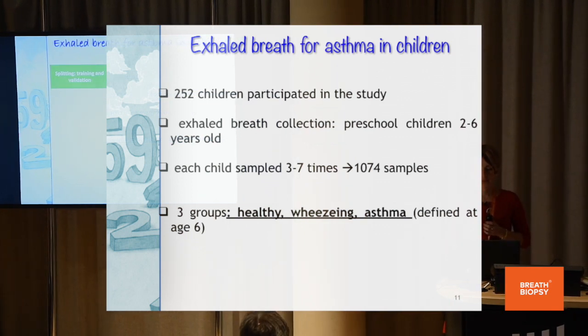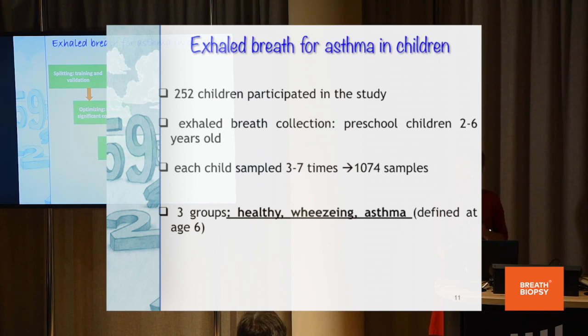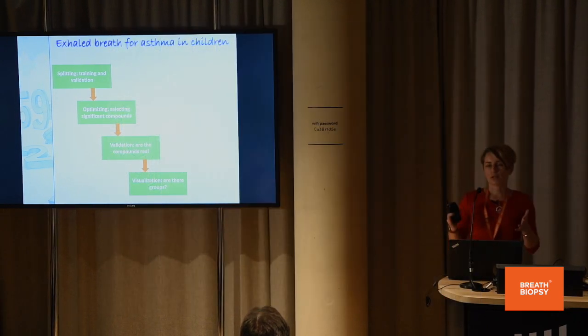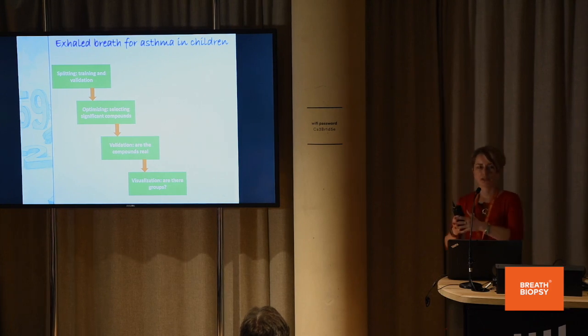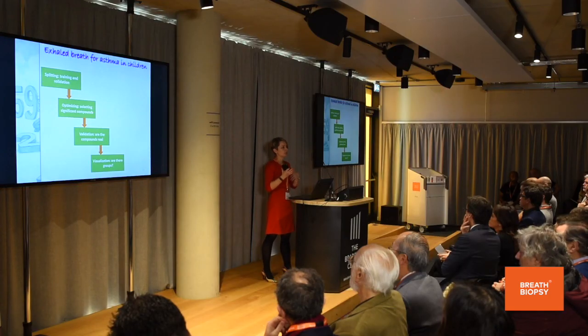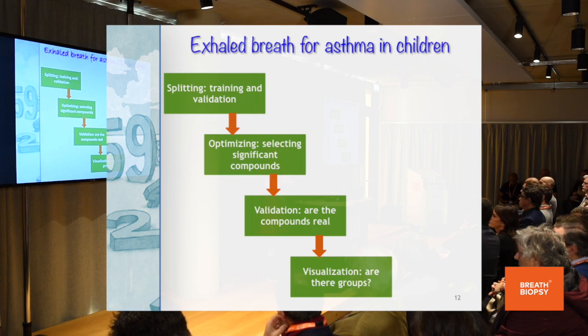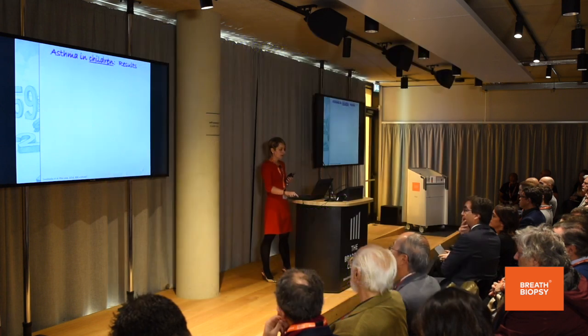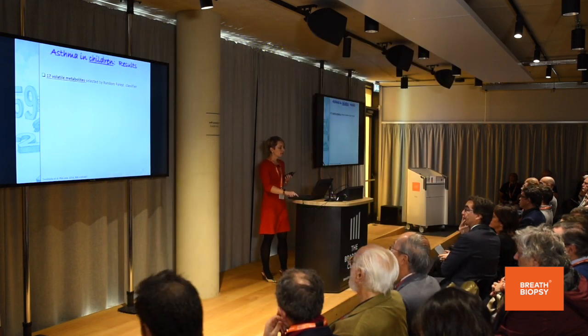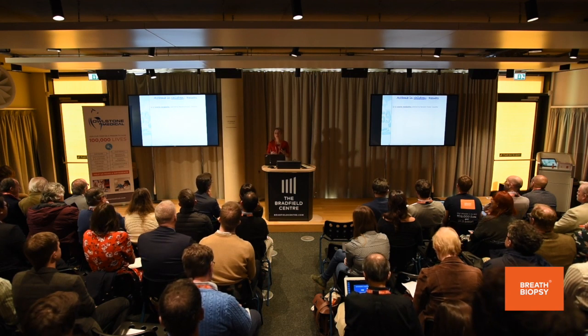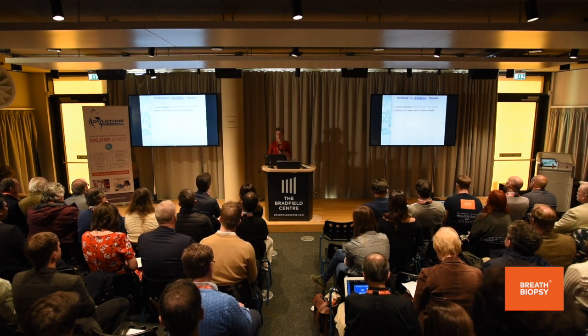Just to insist on this, we had our strategy. We look at our data, and we focus on the training set, where we try to find the compounds that can distinguish between asthmatic, wheezing, and also healthy. Then we validate our selected compounds, and then we move to visualization. Are there really groups? So, some results: we were able to select 17 volatile metabolites in exhaled breath of those children.